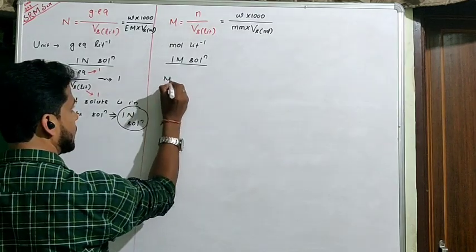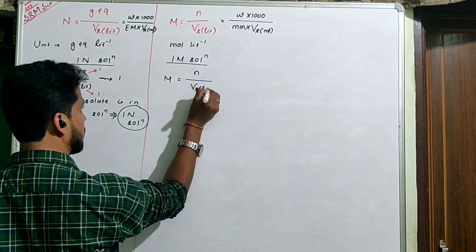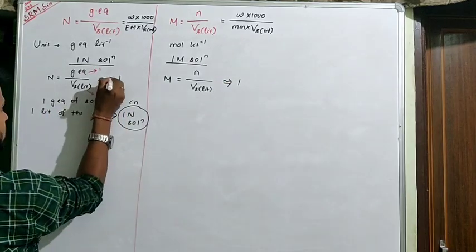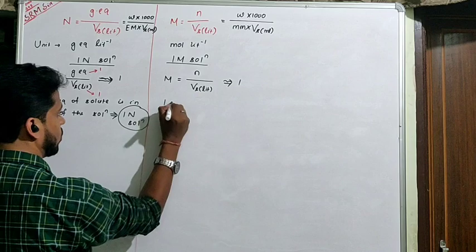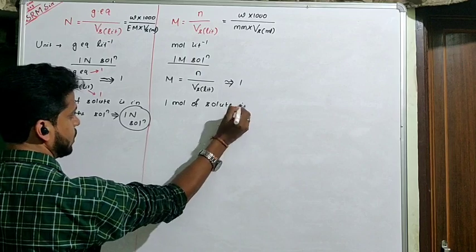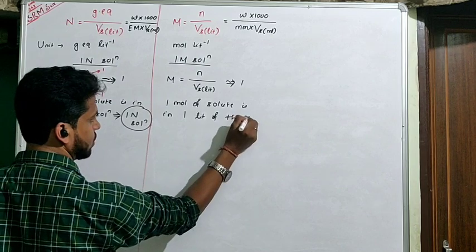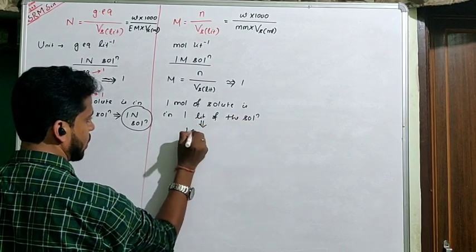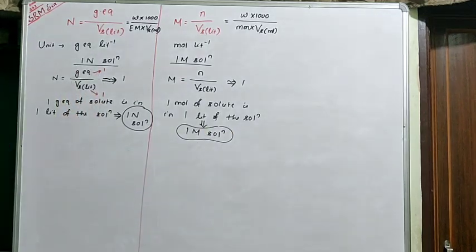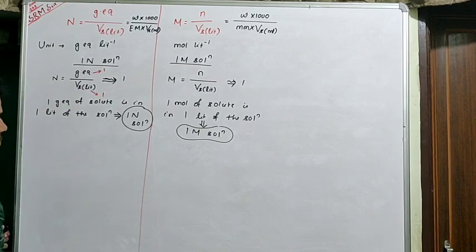Similarly, molarity is equal to number of moles over volume of the solution in liter. This will be 1 if 1 mole of the solute is in 1 liter of the solution, then that will result in 1 molar solution. Here it is resulting in 1 normal solution, here it is resulting in 1 molar solution. Simple difference. Then regarding this one, we will go further.